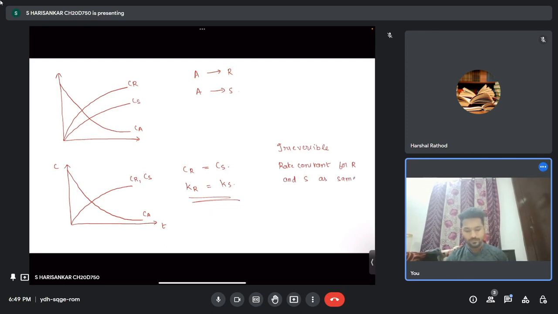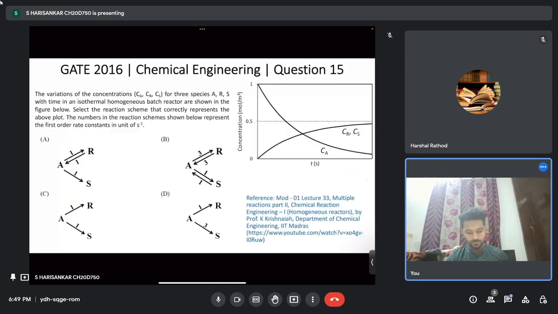So in these four options, that is true only for option C, because the reactions are irreversible here, as well as the reaction rate constants are the same. Both the reaction rate constants are 1 and 1. So here the right option is option C.